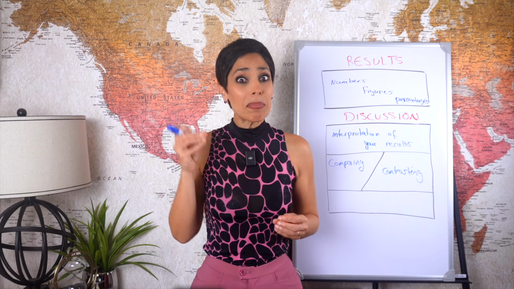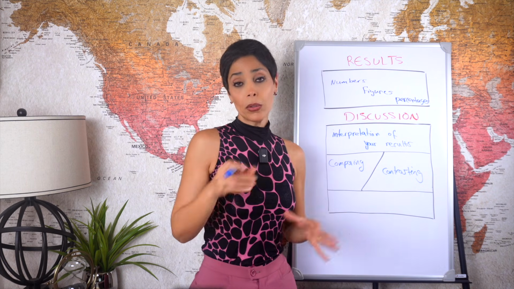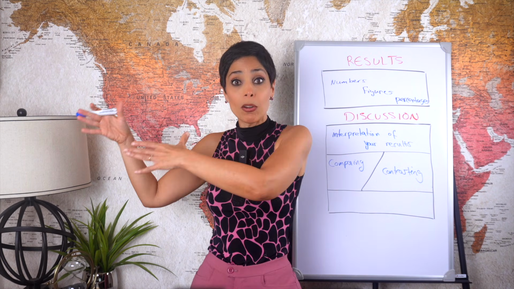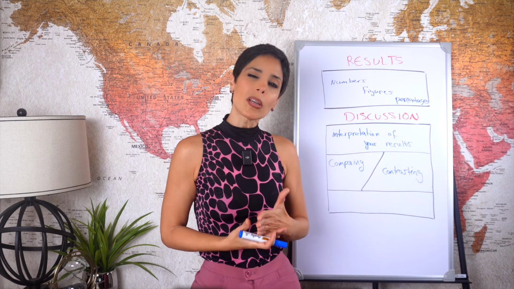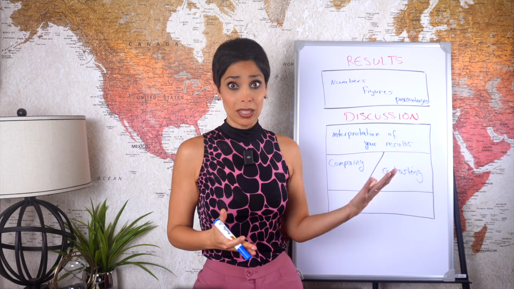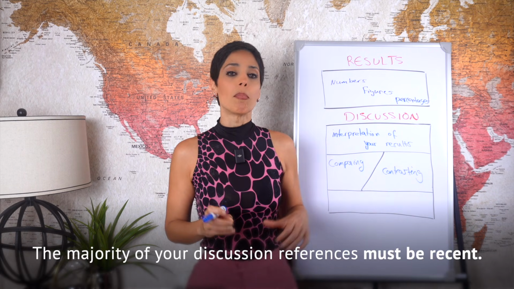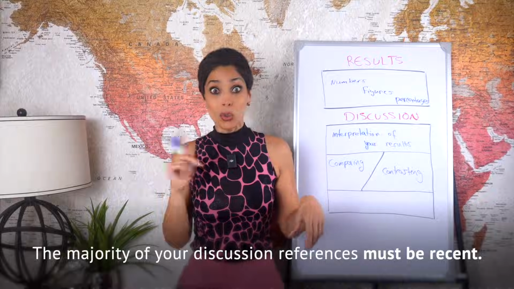Because journals reject papers all the time due to outdated comparisons. Comparing your current experiments to work from 10 or even 5 years ago can make your discussion invalid. So you can cite pioneering studies and theoretical frameworks, but sparingly. The majority of your discussion references must be recent, from the past 2 to 3 years.